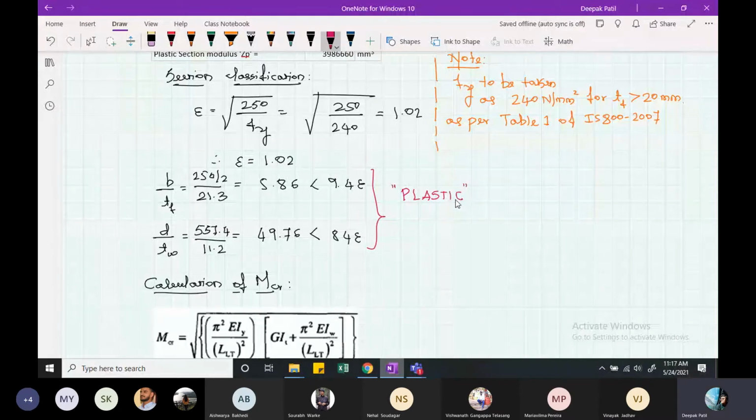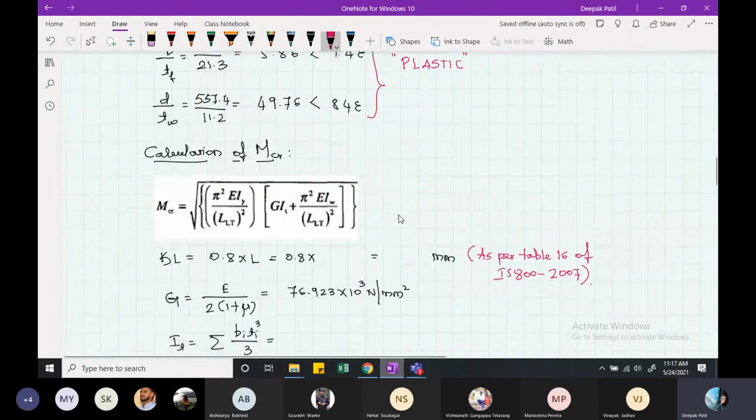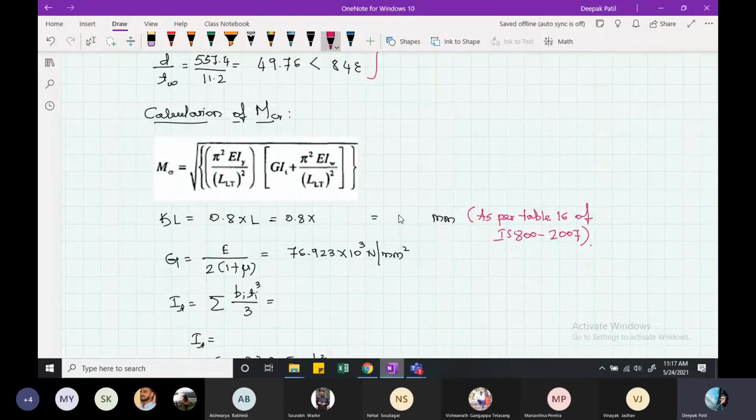Section is a plastic section. Are you clear, students? Is it clear? Yes, sir. Yeah, OK.